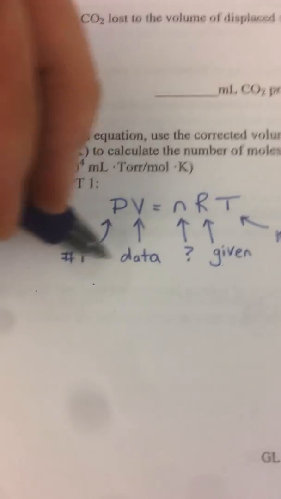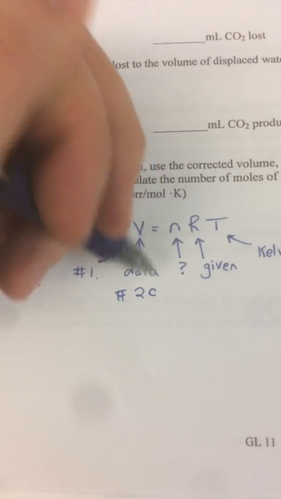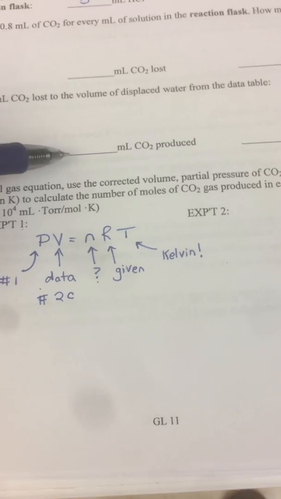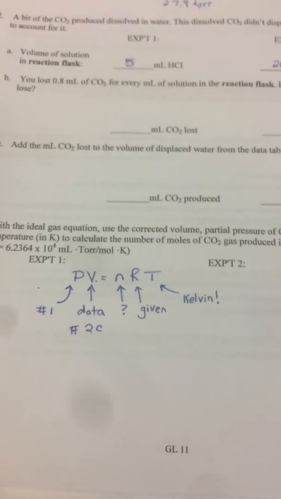So right here, it's actually not the data. It's actually number 2C. That's the number right above. So you do it for experiment 1 and then you do it for experiment 2. You're doing this calculation 2 times. That's why there's experiment 1 and experiment 2.